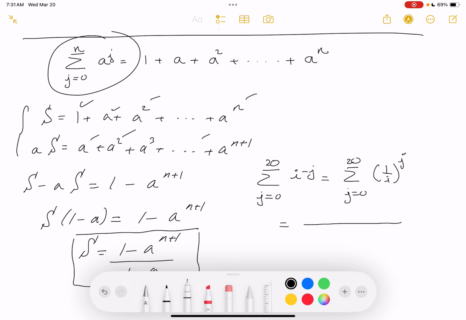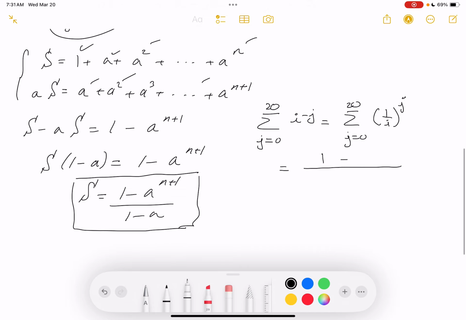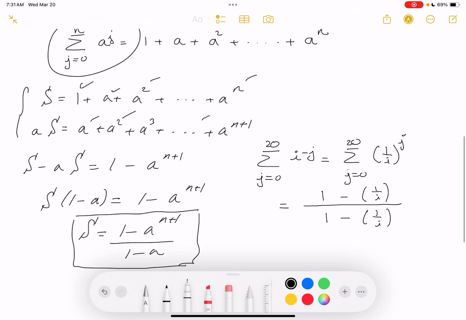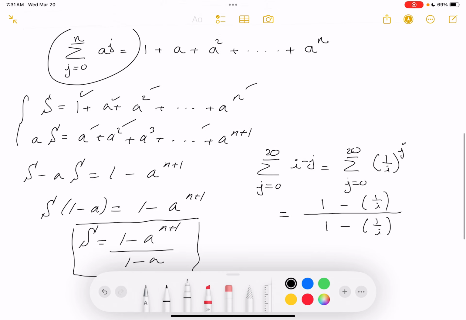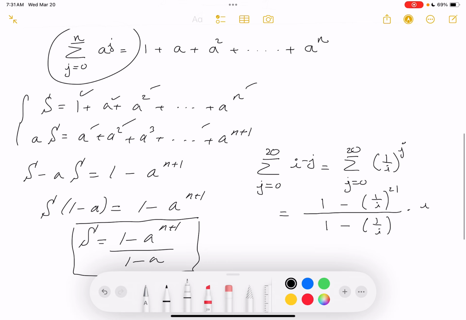So we're going to get 1 minus, well, what's the a? It's 1 over i. Nothing wrong with doing this. What's that a again? 1 over i. That's a common ratio, by the way. What's the n over here? It's 20, so this would be 21. All right? So what am I going to do over here? I think what I would do is multiply both top and bottom by i to the, you know what? I don't think I want to do that. I'm going to leave it like that.